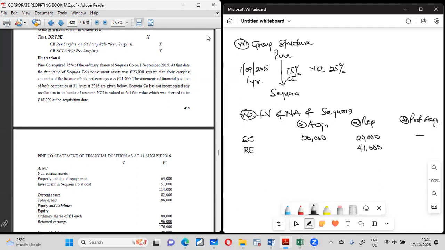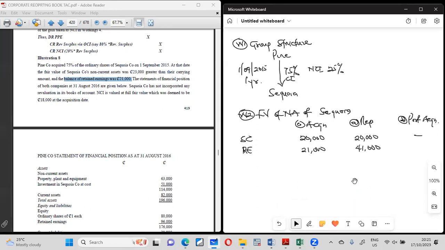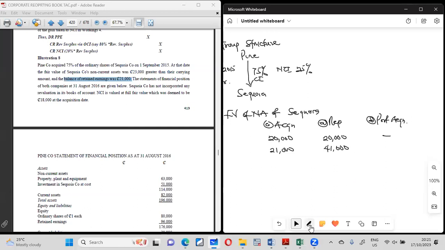Do you have any idea where we can find the retained earnings at the acquisition date? 21,000. It is given in the question. Yeah, at the date. So 21,000. So the movement is how much? 20,000, right? Yes. 20,000. All right. So that is that.